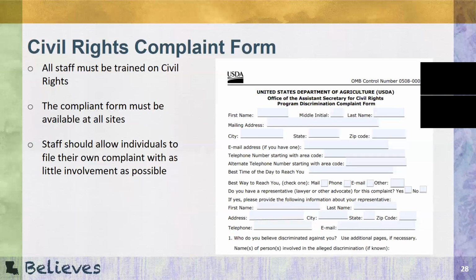Here is an example of the discrimination complaint form. It can be located at the web address listed. The complaint form must be available at all sites participating in the child nutrition programs. When an individual wants to report a discrimination complaint, child nutrition staff should have as little involvement as possible with the complaint process. All staff must be trained on civil rights and this civil rights complaint form. The form must be available at all sites, and staff should allow individuals to file their own complaint with as little involvement as possible.